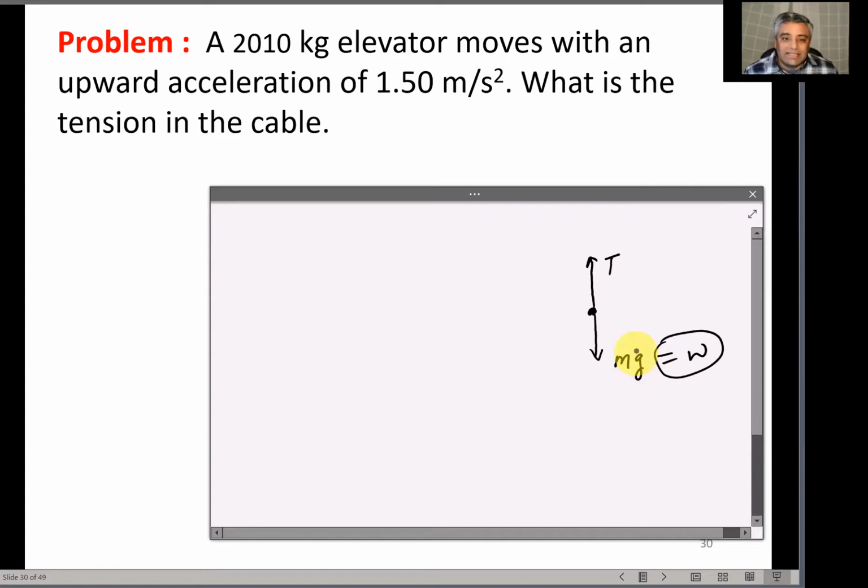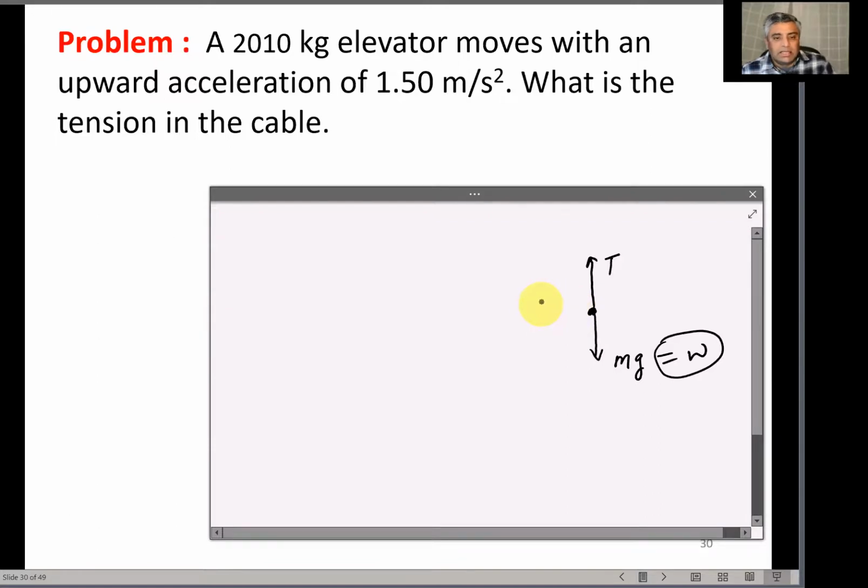If weight is given, just that many newtons, then I'll write just W. But here mass is given, so to make sure I don't forget, I multiply that by g to make it a force. Mass is not a force. Weight is a force. To get to weight from mass, we need to multiply by g. Remember, force is mass times acceleration, and acceleration due to gravity is g. Okay, so that's that.